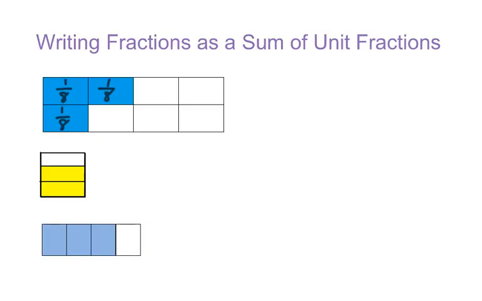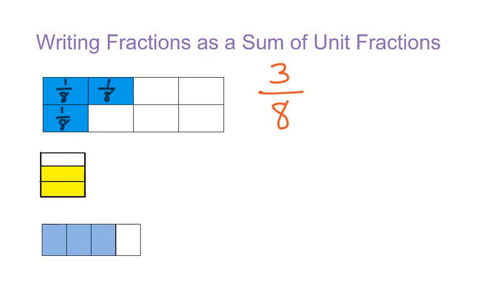So let's go ahead and we're going to write these fractions as the sum of unit fractions. The first thing we need to do is identify what that whole is equal to. So in our first picture, what is our whole equal to? And then how many parts are shaded in? Our whole is equal to 8. We have 8 parts that make up our whole, and 3 of those parts are shaded in. So we have 3/8 of our rectangle that's shaded in.